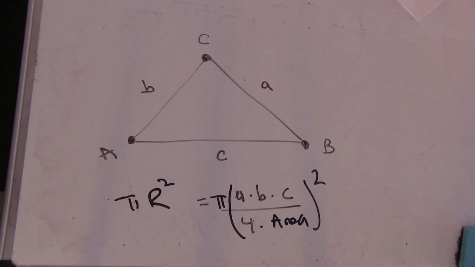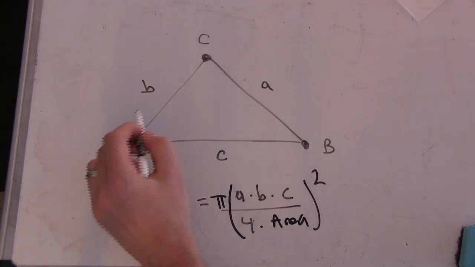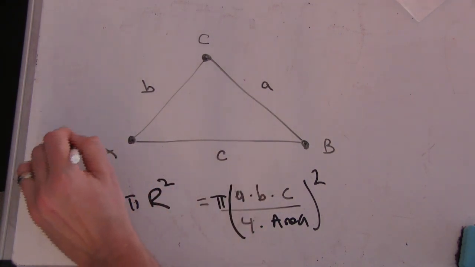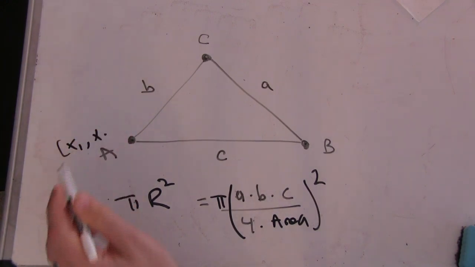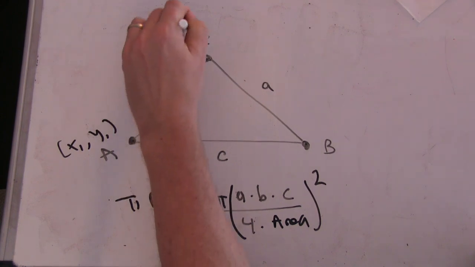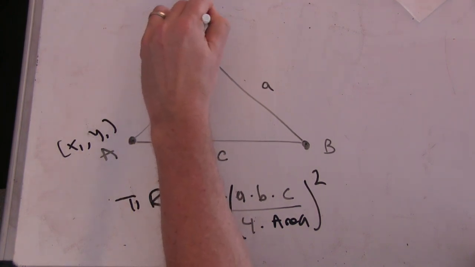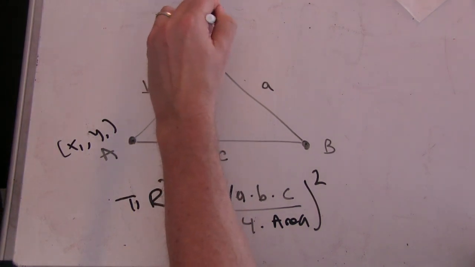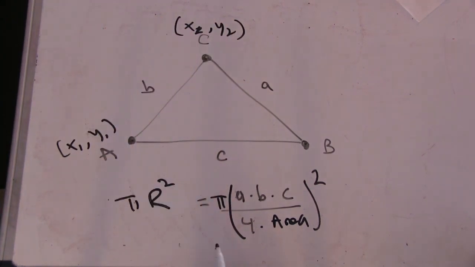Now the nice thing here is, since I already used A's, B's, and C's, I'll call this x1, y1. And I'll call this x2, y2. Sorry, I'm running through the tripod. It's not super easy.